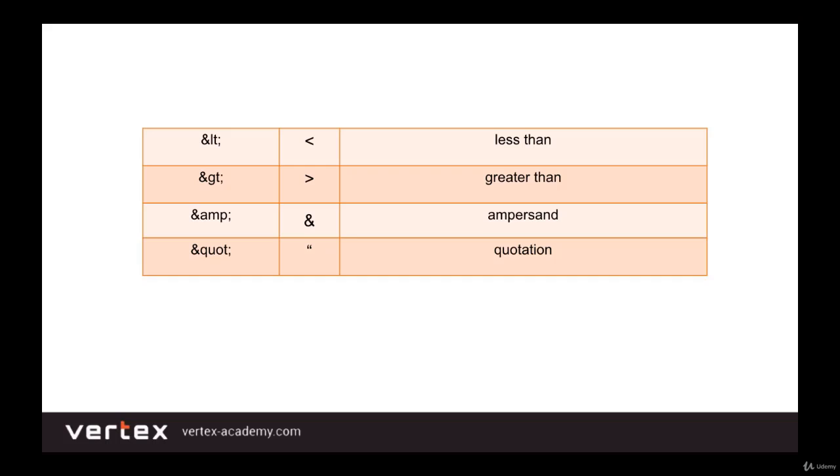So the last symbol that you need to write as a special symbol is quotes, because quotes also signify the start and end of an attribute. So to write quotes, you write the following: the ampersand sign, then the word quote, and semicolon. Alright, so that's all you need to know about special symbols for this video.